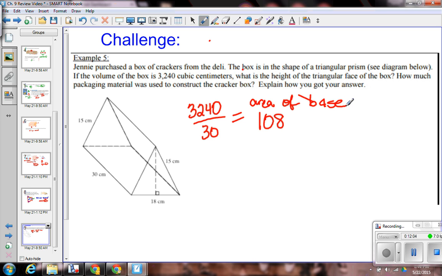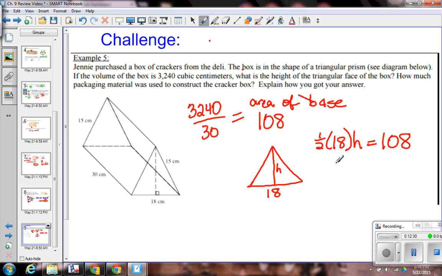And if you can picture that, you have a triangle that we know that the base of it is 18, and we're looking for the height, h. So in order to get the area of a triangle, we do 1/2 of the base times the height, and we know that's 108. So 1/2 of 18 is 9, so we have 9 times h is 108. Divide both sides by 9, you end up with a height of 12. And let's put our units on there as centimeters. So that's the first part of our problem.